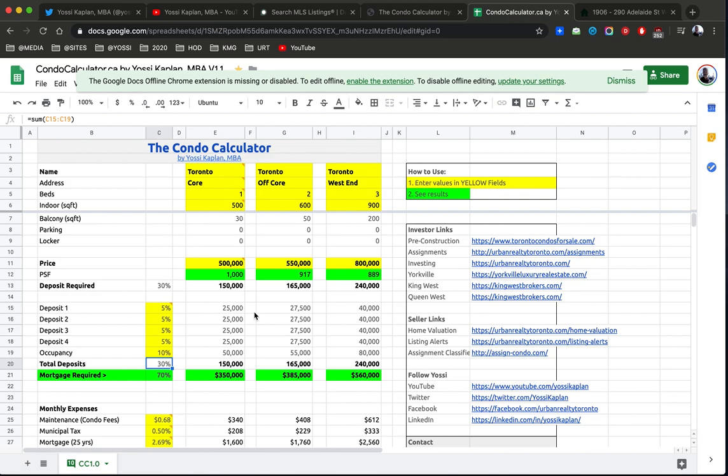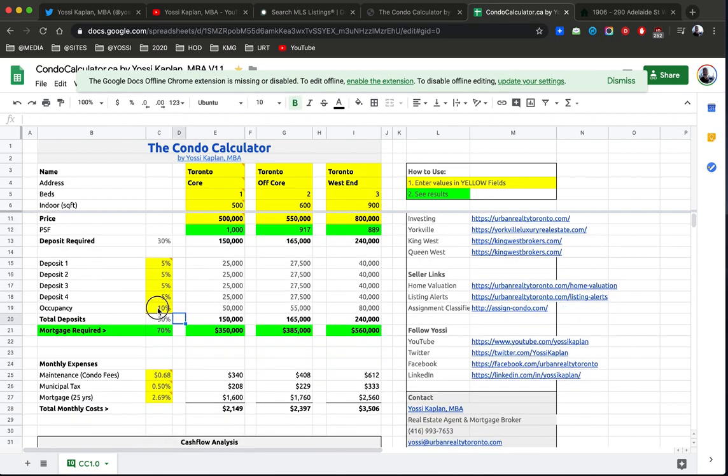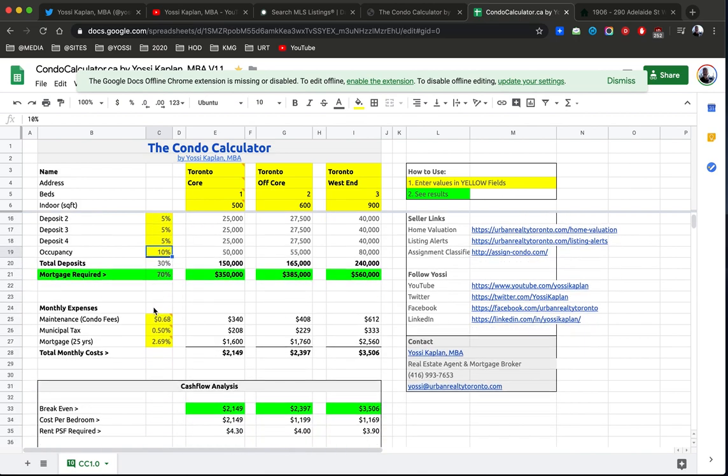But the premise of this video is to calculate the monthly carrying cost, not so much to get into the market, how it works. Just remember that the more money you put down, okay, and I'm using, this is for pre-construction, but I use it for resale. The more money you put down, obviously the better your income becomes.